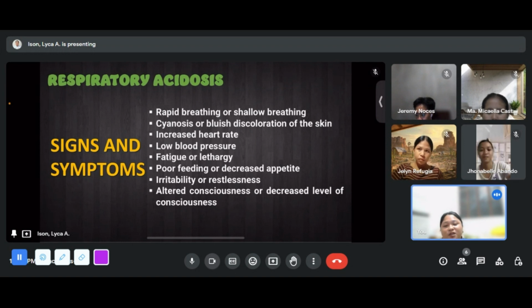So the signs and symptoms of respiratory acidosis in infants are rapid breathing or shallow breathing, cyanosis or bluish discoloration of the skin, cyanosis because of airway obstruction. So increased heart rate, low blood pressure, fatigue or lethargy, poor feeding or decreased appetite, irritability or restlessness, and lastly is the altered consciousness or decreased level of consciousness.